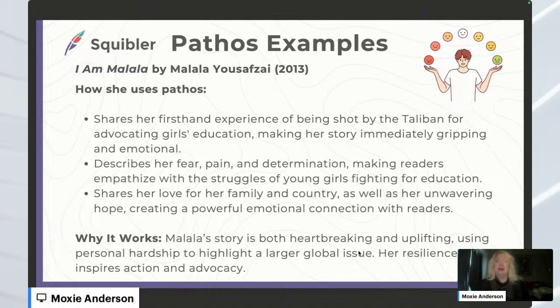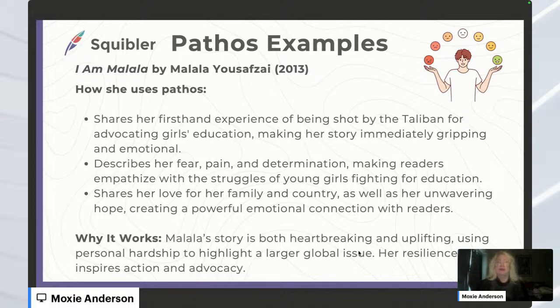Another example is I Am Malala by Malala Yousafzai, and this is from 2013. So she also uses pathos in her writing, and she describes her firsthand experience of being shot by the Taliban for advocating for girls' education. And this makes her story immediately gripping and emotional. She describes her fear, her pain, her determination. And as readers, we empathize with the struggles that she has as a young girl who just wants to be educated. She also shares her love for her family and her country, as well as her strong sense of hope. So this creates a powerful emotional connection with the readers.